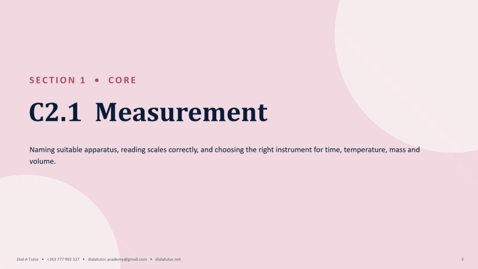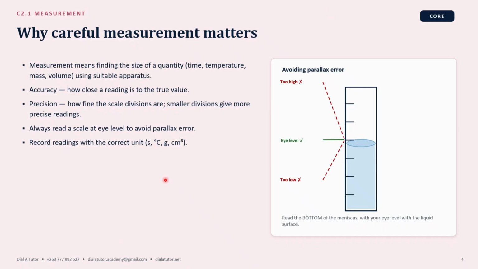Now, measurement. We begin with measurement. In the exam, you must be able to name suitable apparatus, read scales correctly, and be able to watch diagrams closely is a requirement. Your observation skills, you need to fine-tune them to be able to come up with accurate answers and responses. Now, before naming any apparatus, I want you to master two words: accuracy and precision. And remember, every reading is taken at eye level.